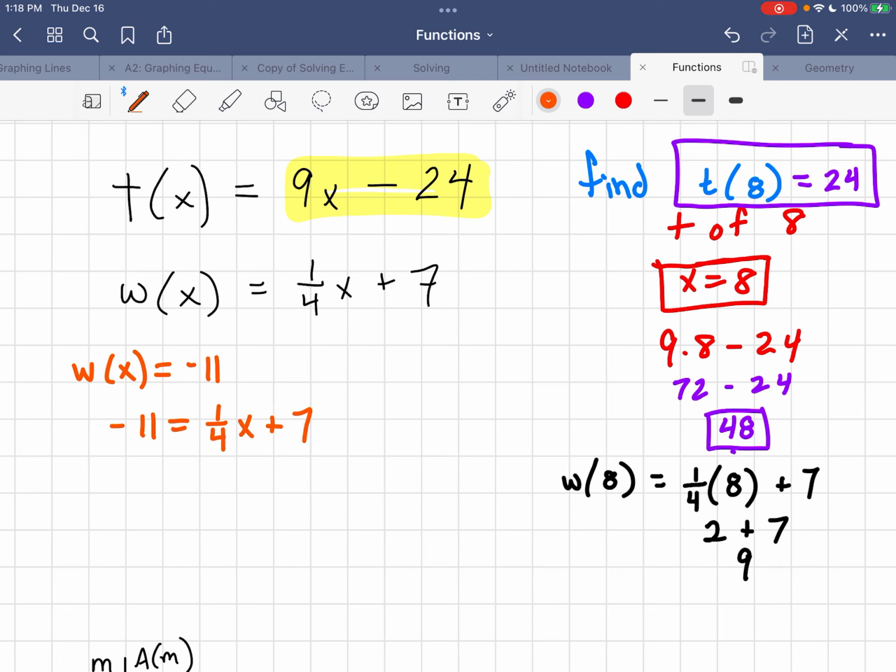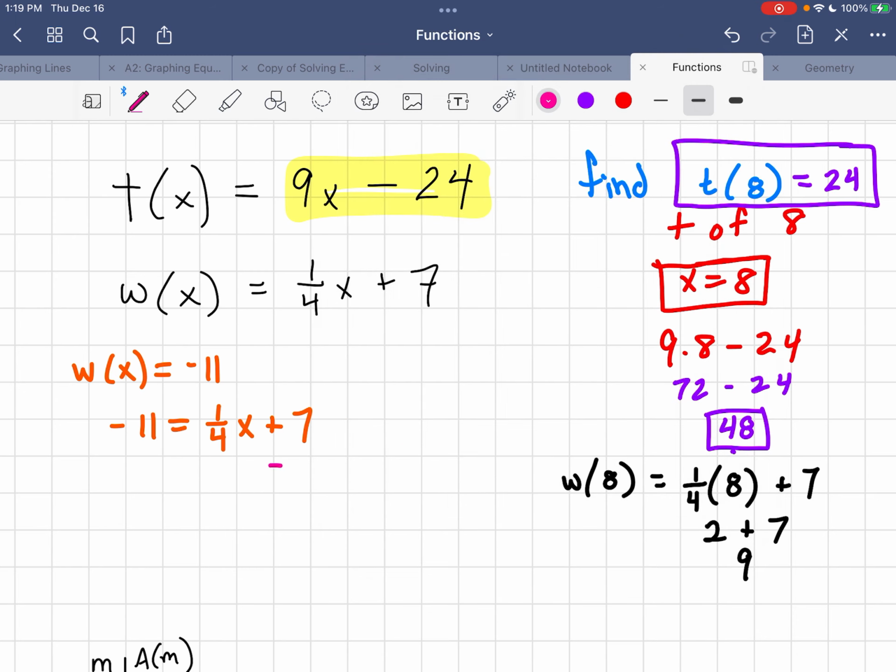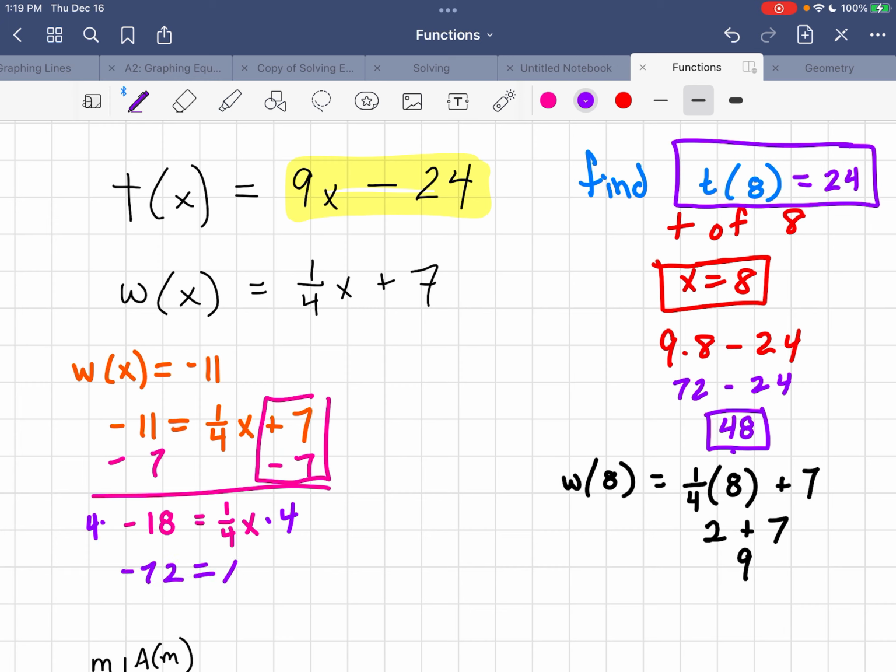Now this assumes that you've done extensive work on solving equations. So if you don't understand the next few steps, you probably want to look at that. Here the 7's cancel. We get negative 18 equals 1/4 times x. To cancel the 1/4, we would multiply by 4. And we get negative 72 equals x. That is the x value. That gives us w of x equals negative 11.